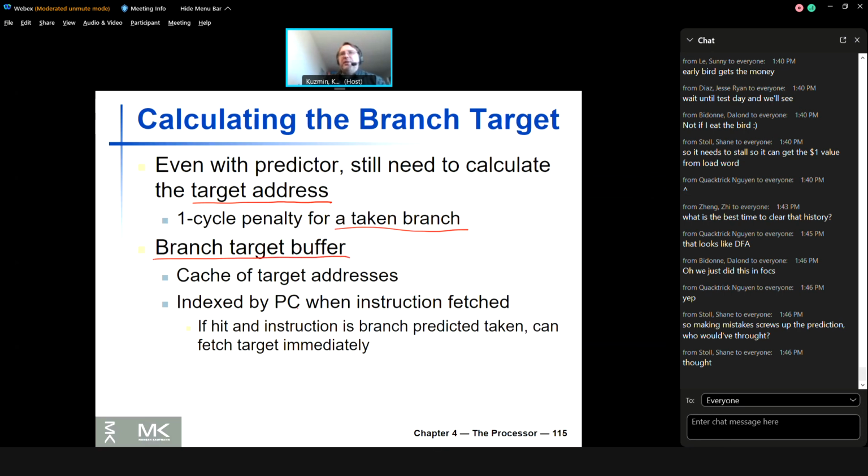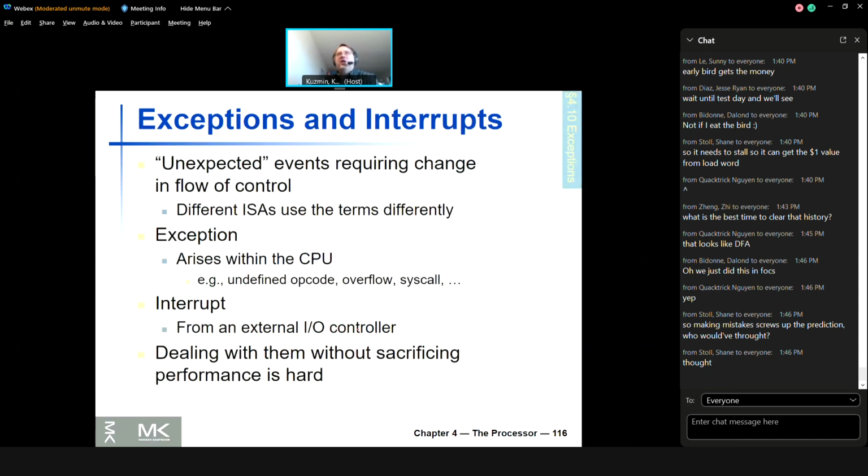It's going to be indexed by the address of the instruction as before. And if we hit and the instruction is branch predicted taken, then we can fetch the target immediately. If not, all right, we mispredicted. We are out of luck. So that was that. And we have about 3 minutes, so let's really quickly talk about exceptions.